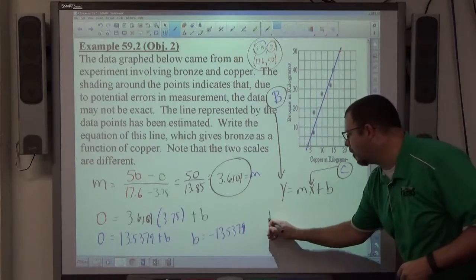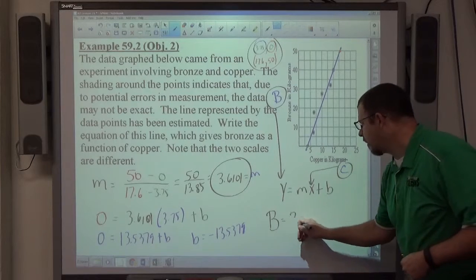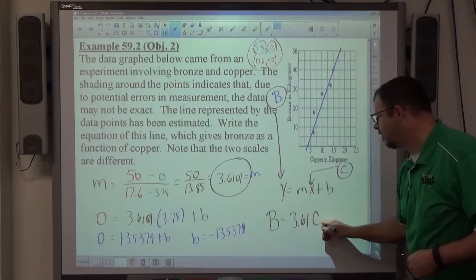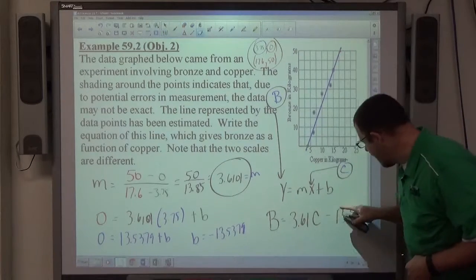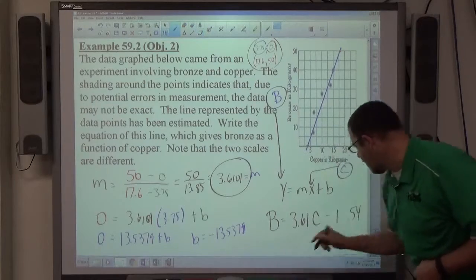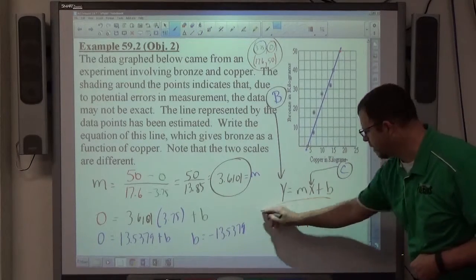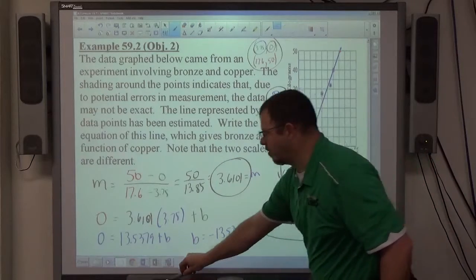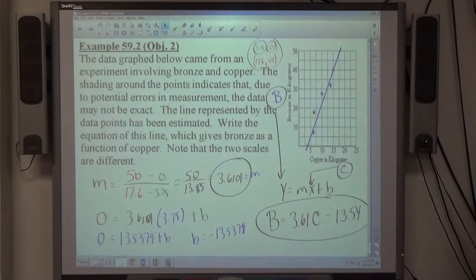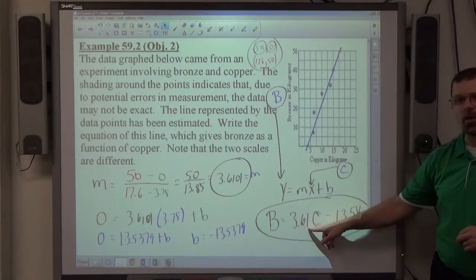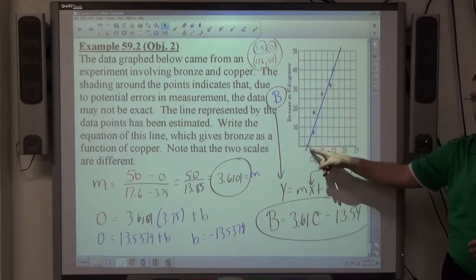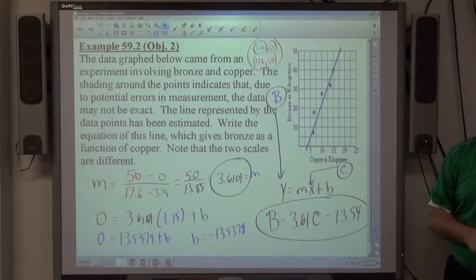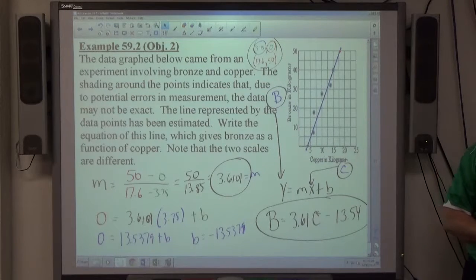I would put capital B for bronze equals 3.61 times capital C for copper minus 13.54. And I get my answers to 4 decimal places, but then I round my final solution to 2 decimal places. That will be an equation of that line that fits that data. Maybe if you use some different points, maybe you get 3.60 C minus 13.56. If you pick points that are far away from each other and you're only estimating one variable, either x or y, you're going to get very, very close to everybody else's answer.